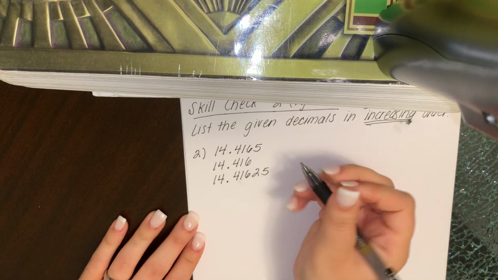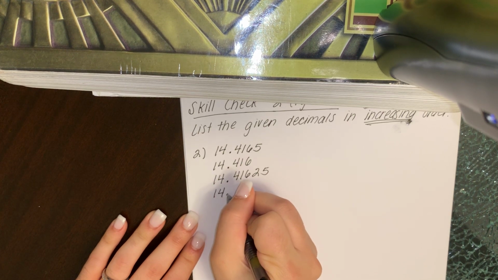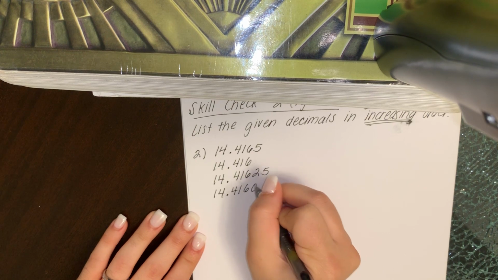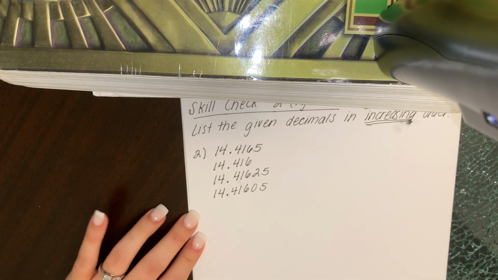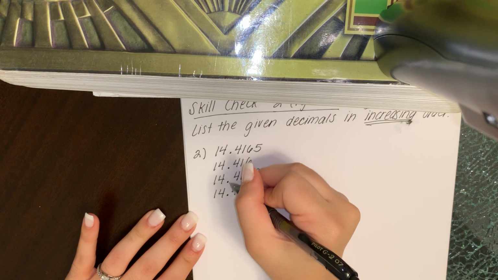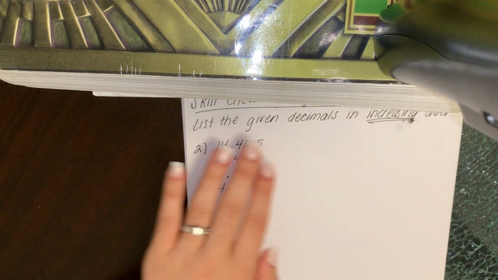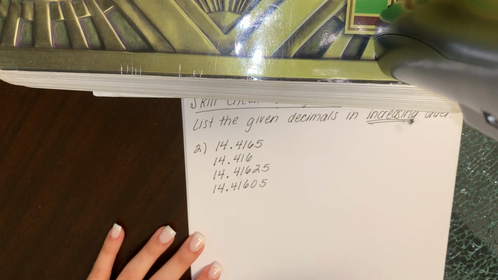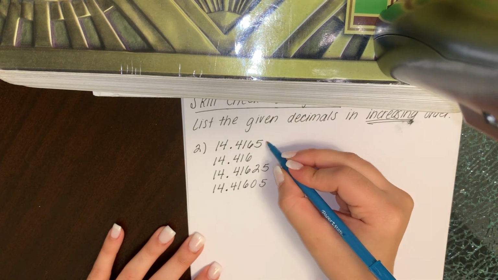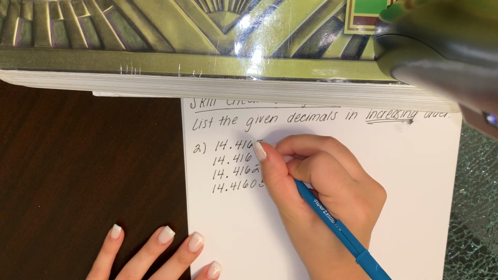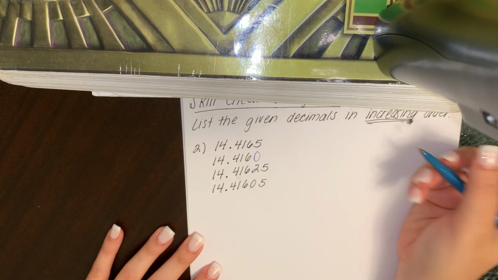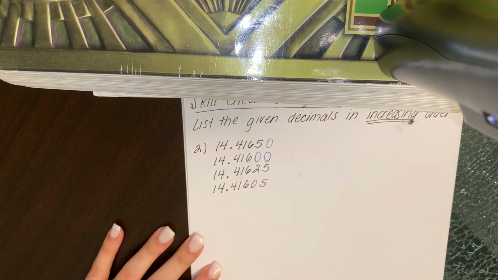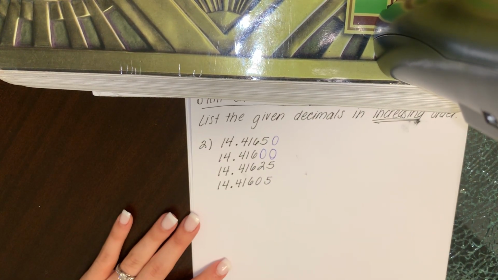14.41625. And the last one is 14.41605. Okay? So again, take a look. I'm lining up all the decimals. I didn't mismatch it anywhere, but I noticed that I have some blanks here. So if you want to fill in those blanks, I recommend you do so. These blanks, like there's nothing here, you can put a 0 there. This blank, you can put a 0 here, and here, you can put a 0 here. And that will help you read each number out.